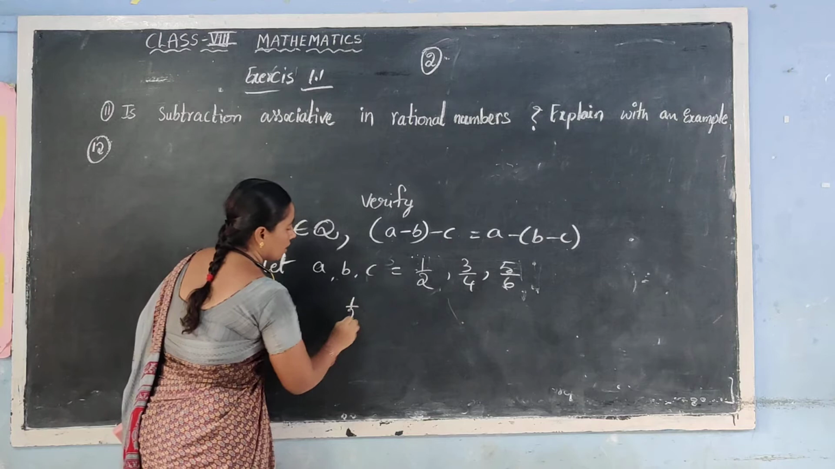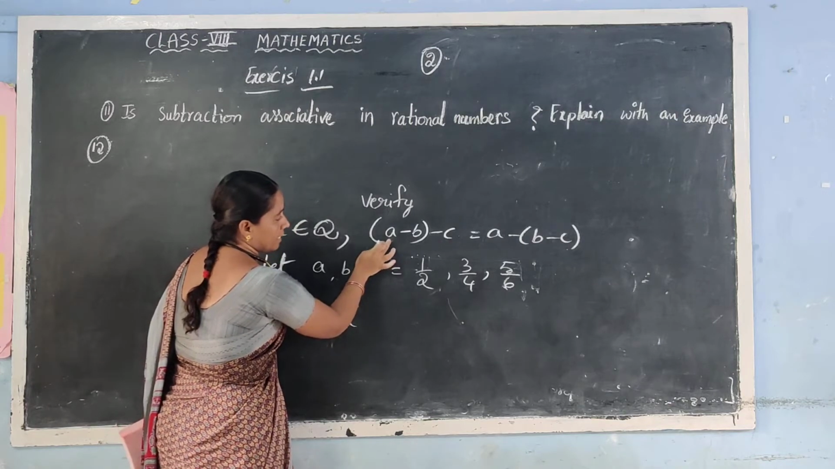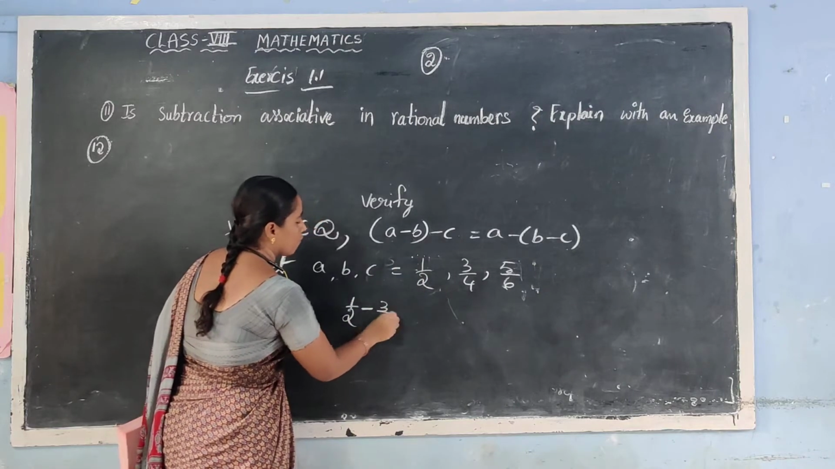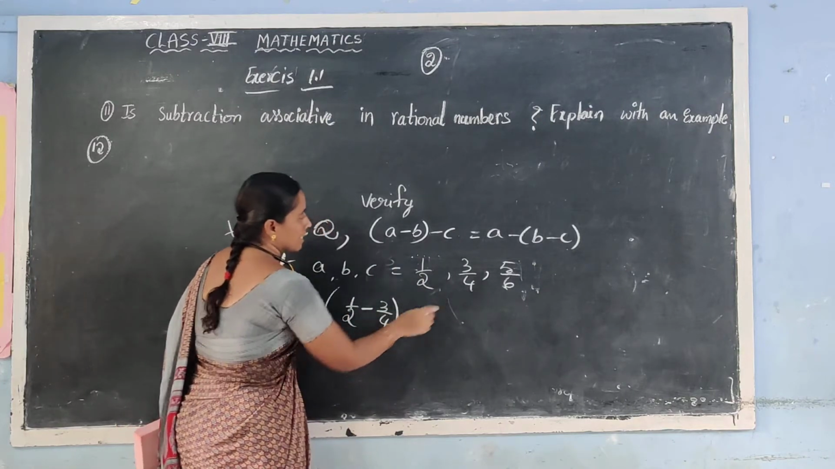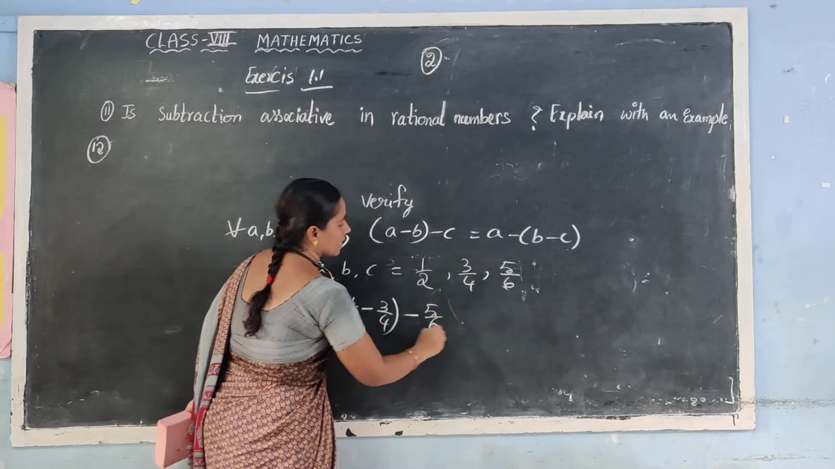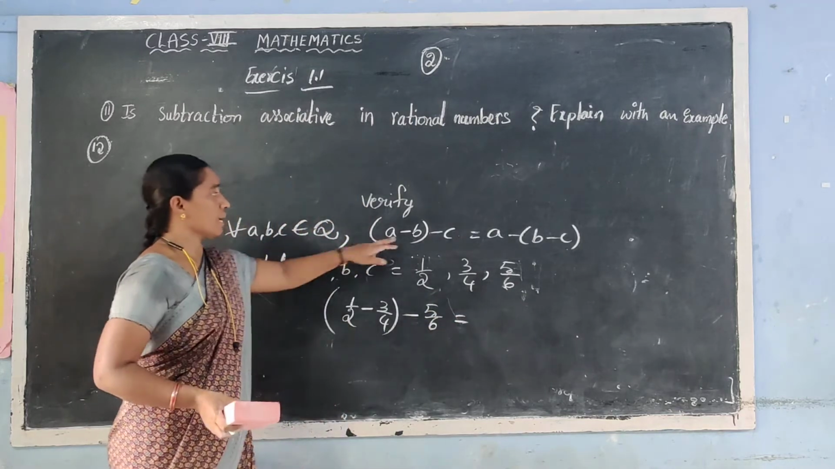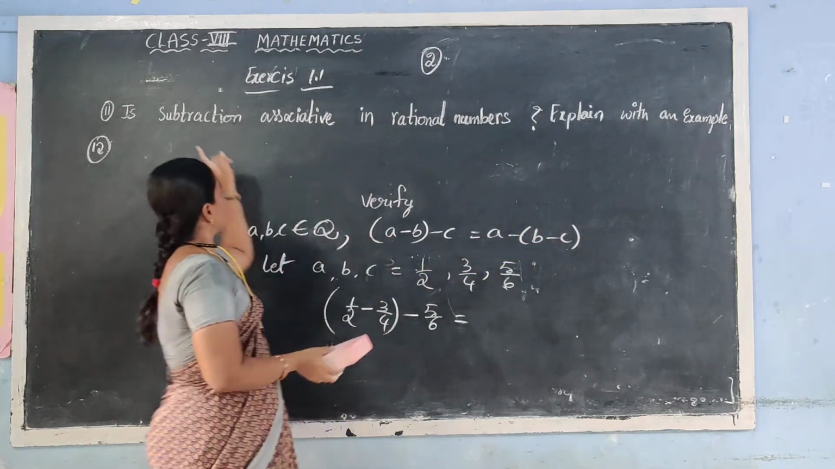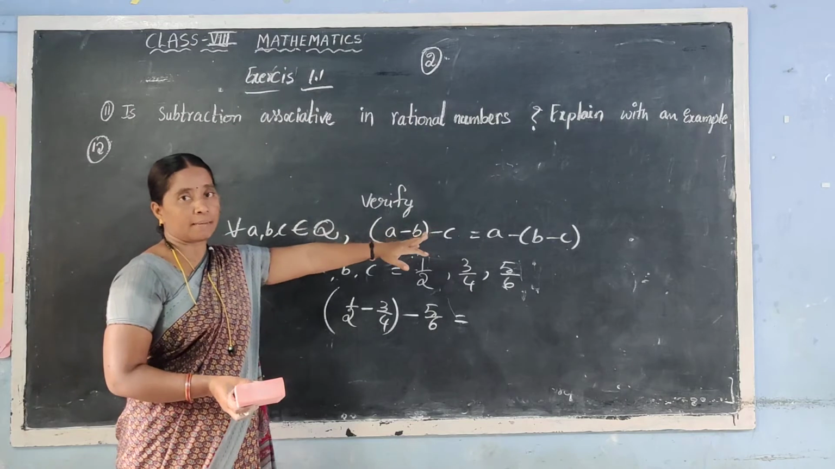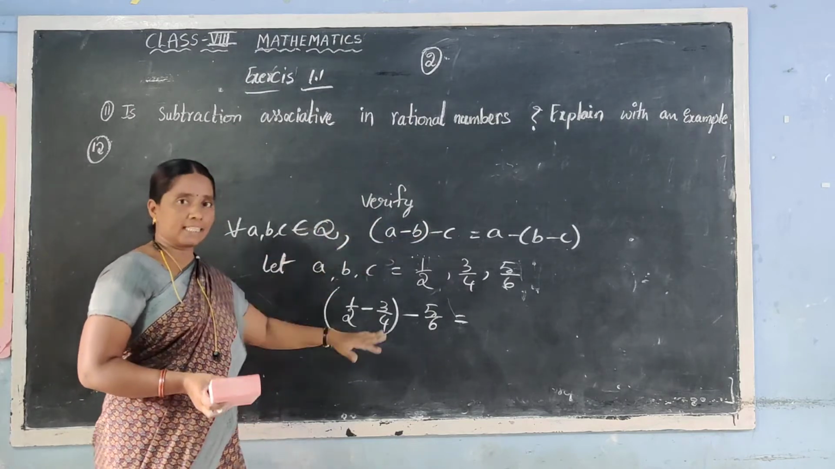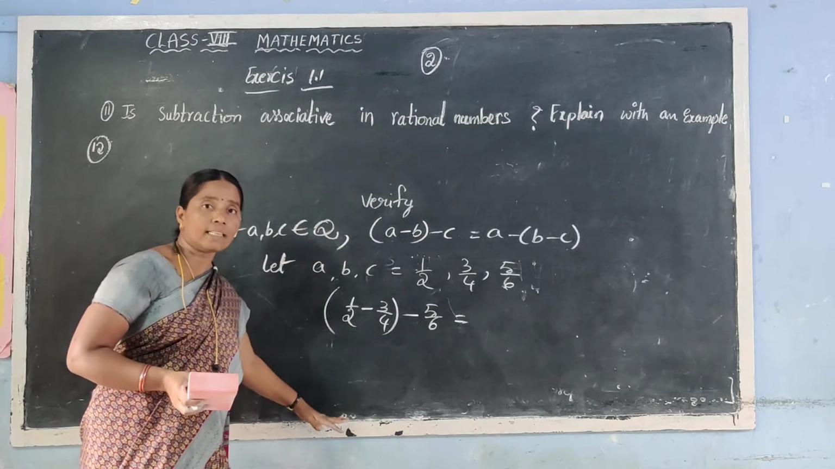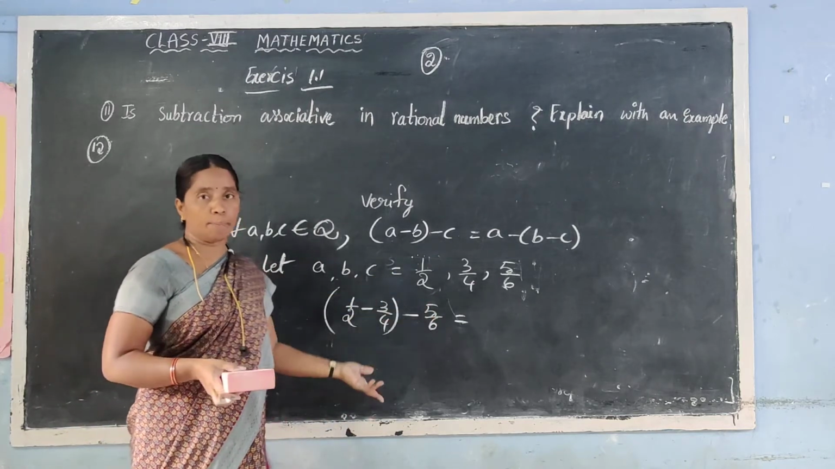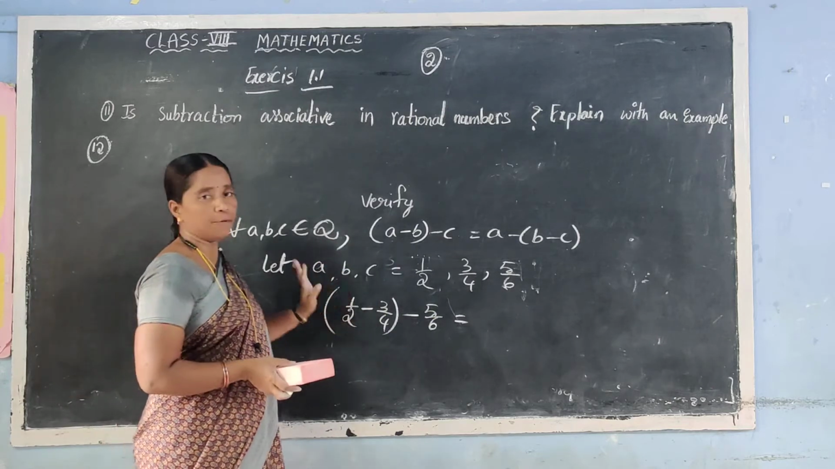Now in the place of a we have to write 1 by 2, minus b means 3 by 4 in brackets, minus c means 5 by 6, and we have to verify (a minus b) minus c equals a minus (b minus c). This is the associative property under subtraction. But whether it exists or not, we have to conclude in the final step, by checking whether LHS equals RHS or not. Depending upon that, we verify this sum.